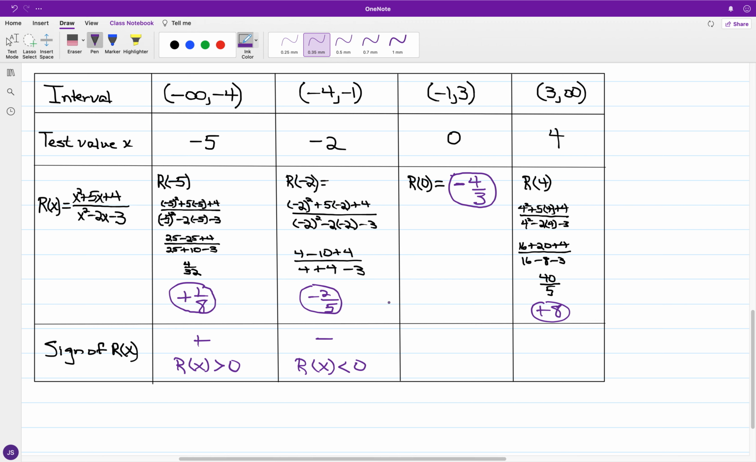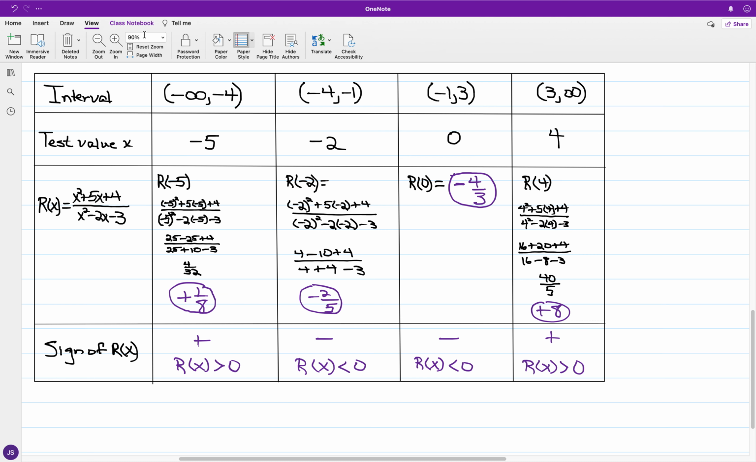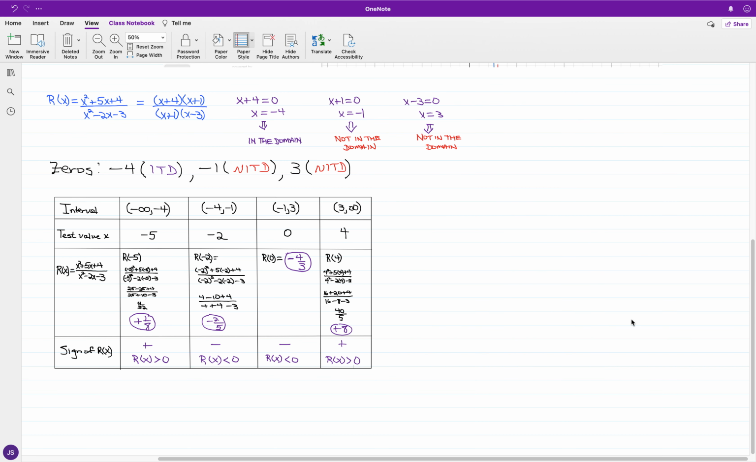Okay. And then for what we have next, anything between negative 1 and 3, you also have a negative output. So R of x is less than 0. And then for the last section, we'll have a positive output. So we have R of x is greater than 0. Okay. Now, just looking at what we have in the setup.